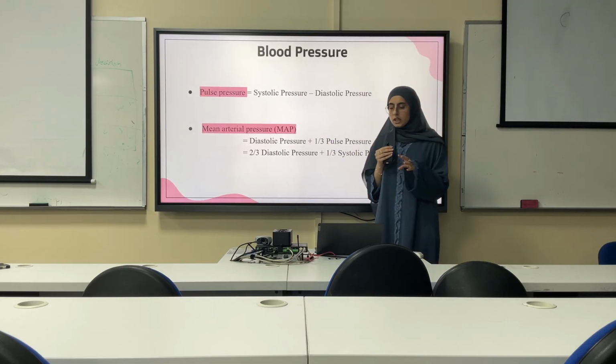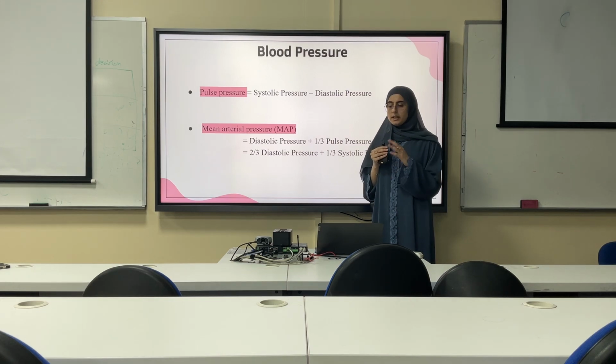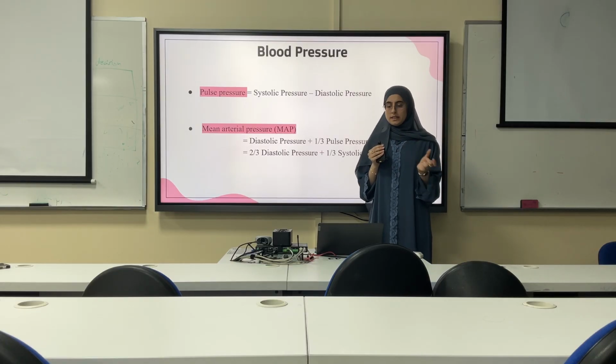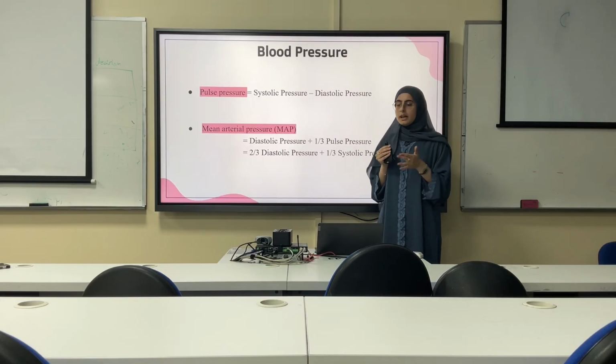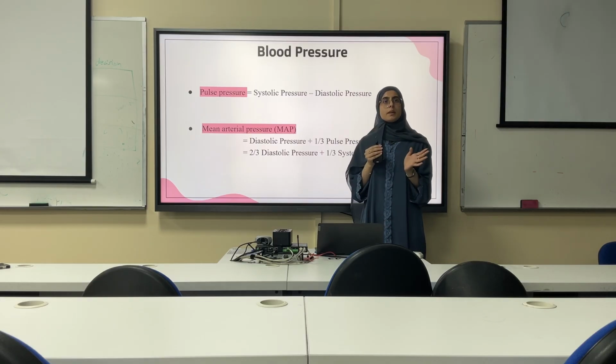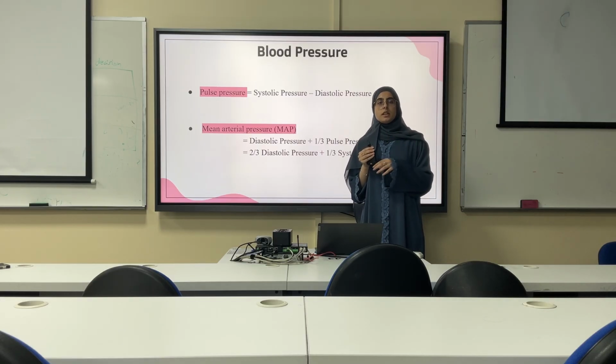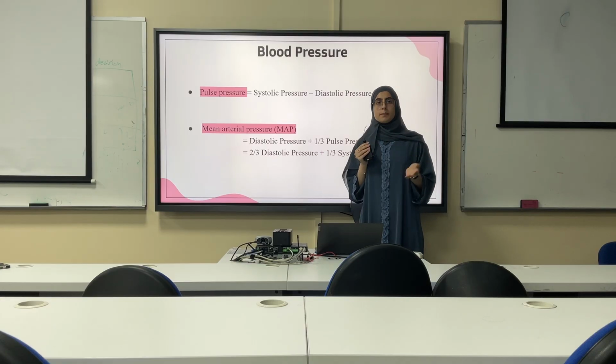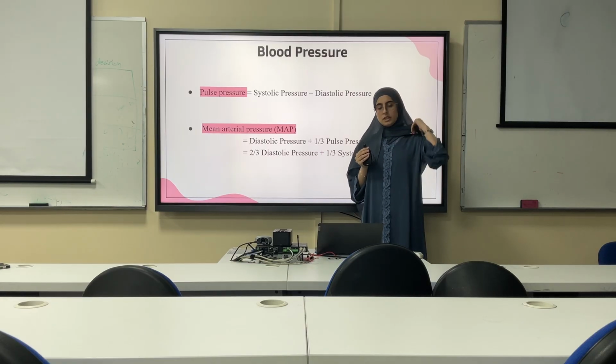Okay, then the pulse pressure. Those are some formulas that you have to have in mind in order to understand. So pulse pressure is basically the difference between the systolic pressure and the diastolic pressure. What's the systolic pressure? Contraction. Yes, it's the pressure within the blood after the left ventricle has ejected it. And the diastolic pressure is the minimum aortic pressure.